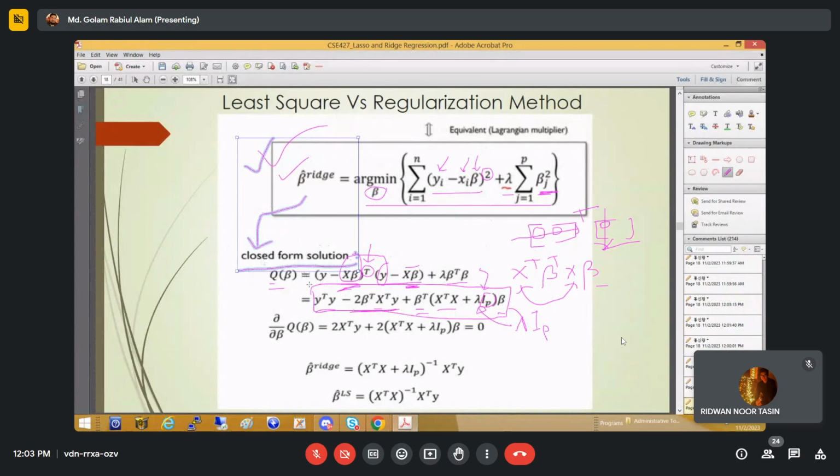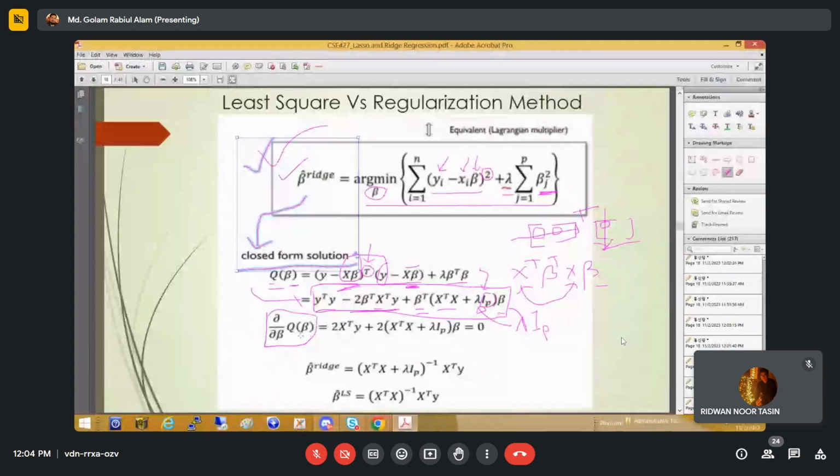And then the next thing is we have to take the derivative of this closed form, because we want to find the solution. So we have to take the derivative and set the equation equal to 0. Take the derivative of this equation with respect to β, that means the partial derivative of Q of β with respect to β.